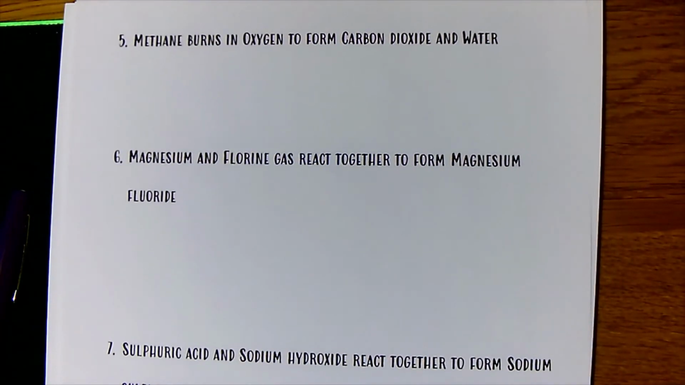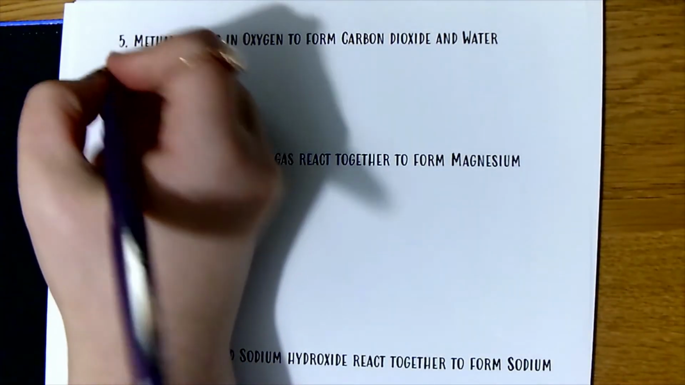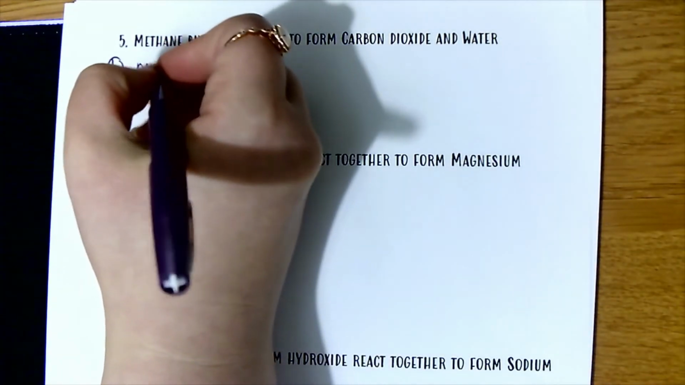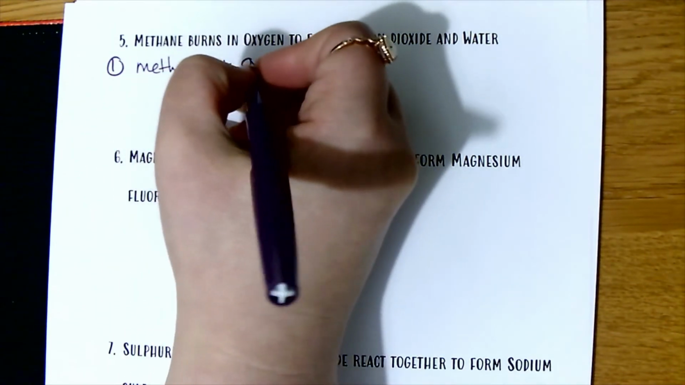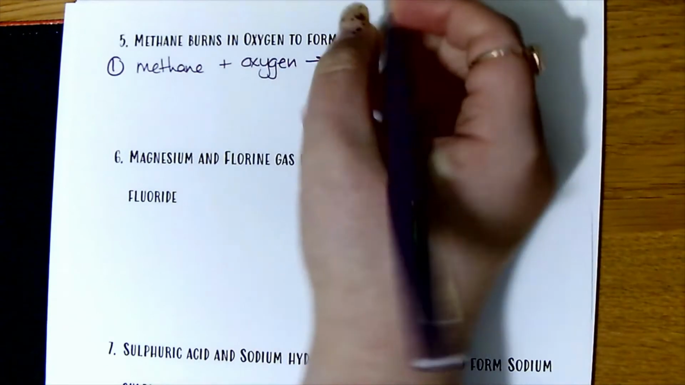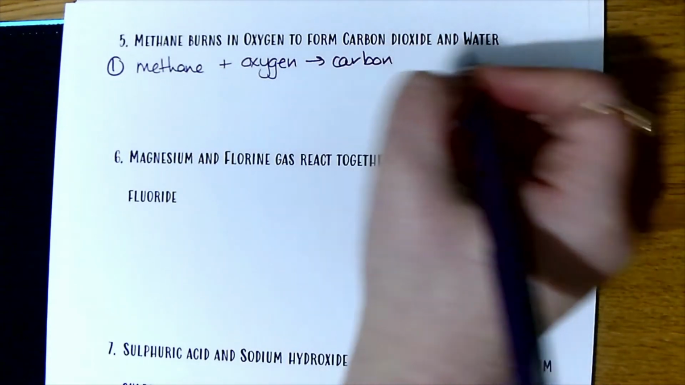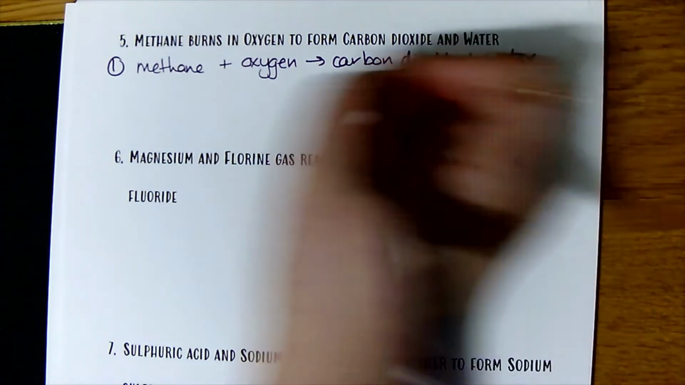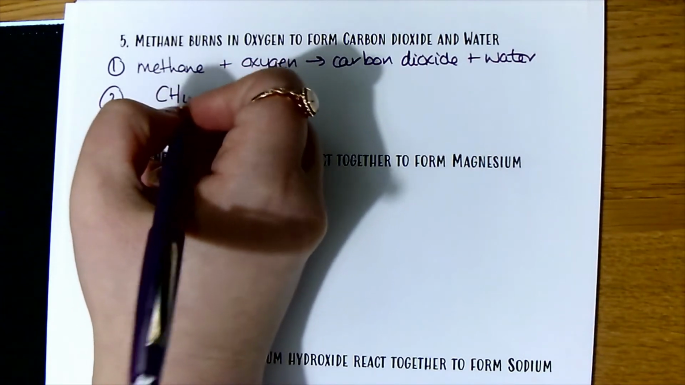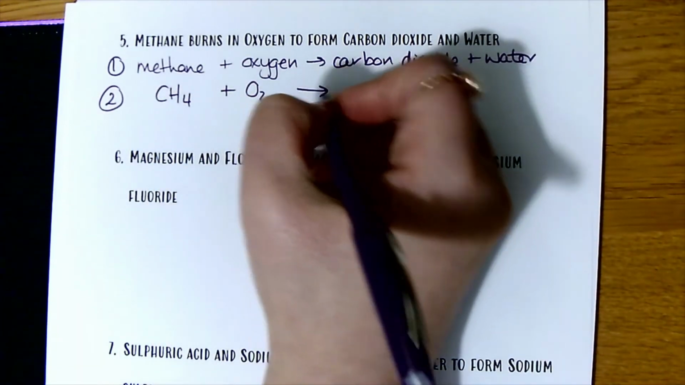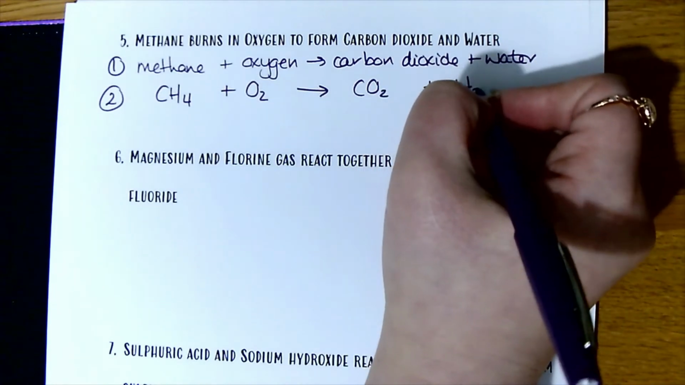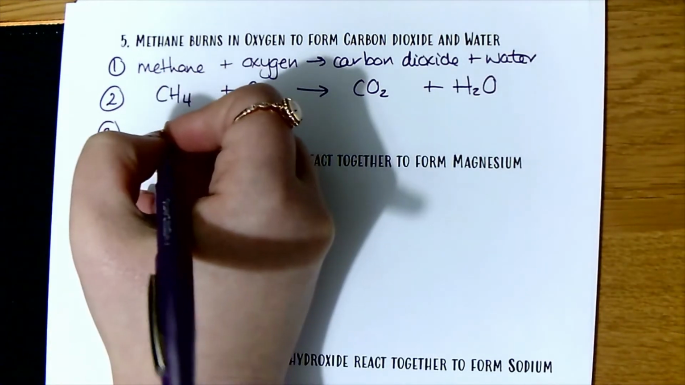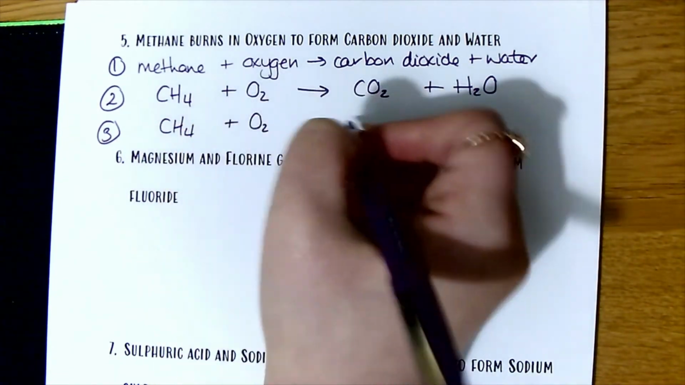Let's move on to our last set of examples. Methane burns in oxygen to form carbon dioxide and water. Methane plus oxygen yields carbon dioxide and water. Step 2, let's write our formula. And step 3, write it down again before you begin to balance.